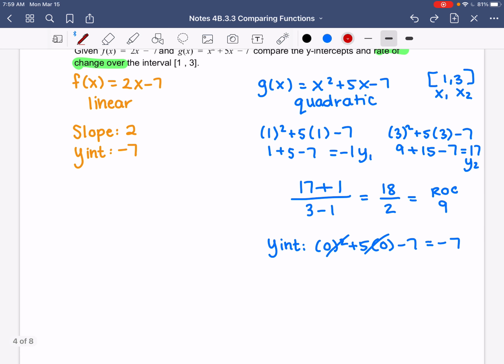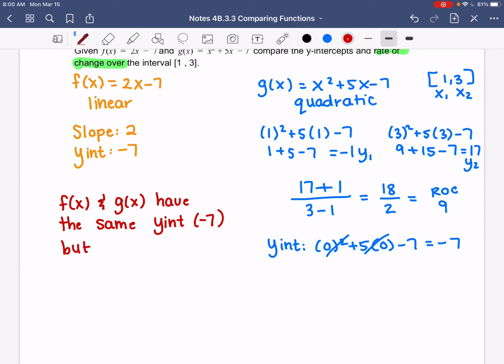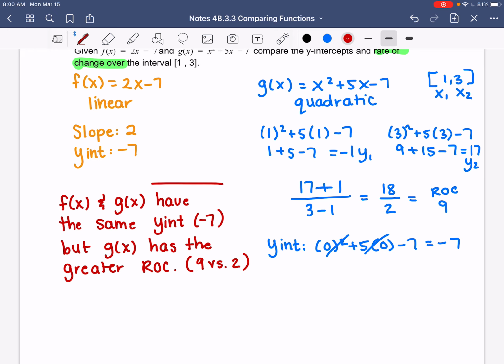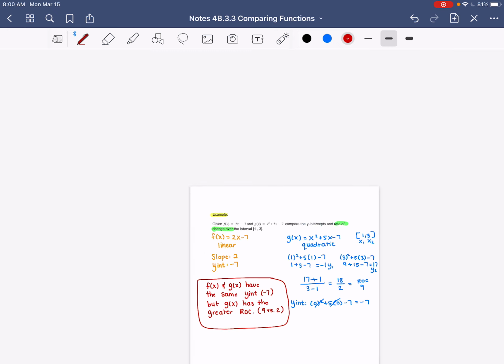Okay, so we compare the y-intercepts. We're going to say f of x and g of x have the same y-intercept, -7, but remember, this one had the bigger rate of change. G of x has the greater rate of change. And it was 9 versus 2. So g of x had the greater rate of change. All right, so that's our example.